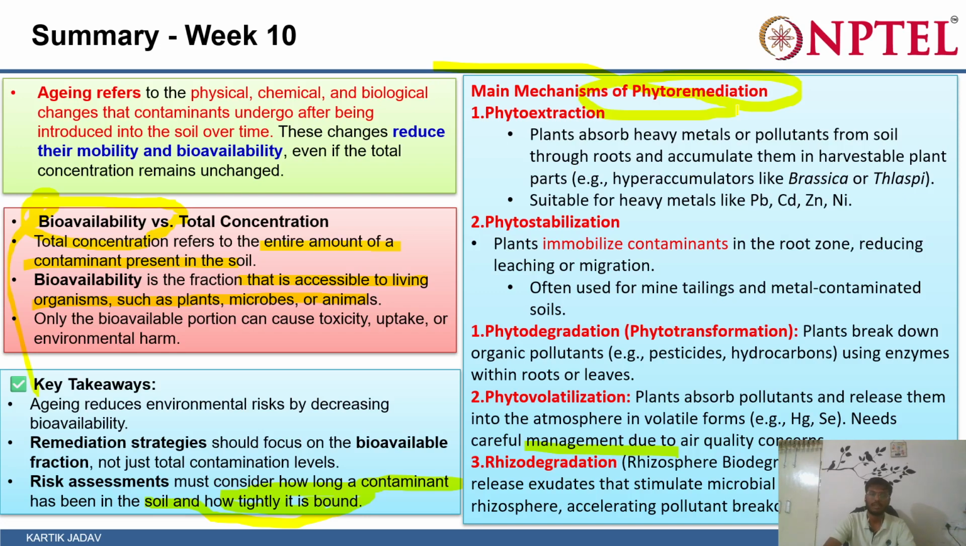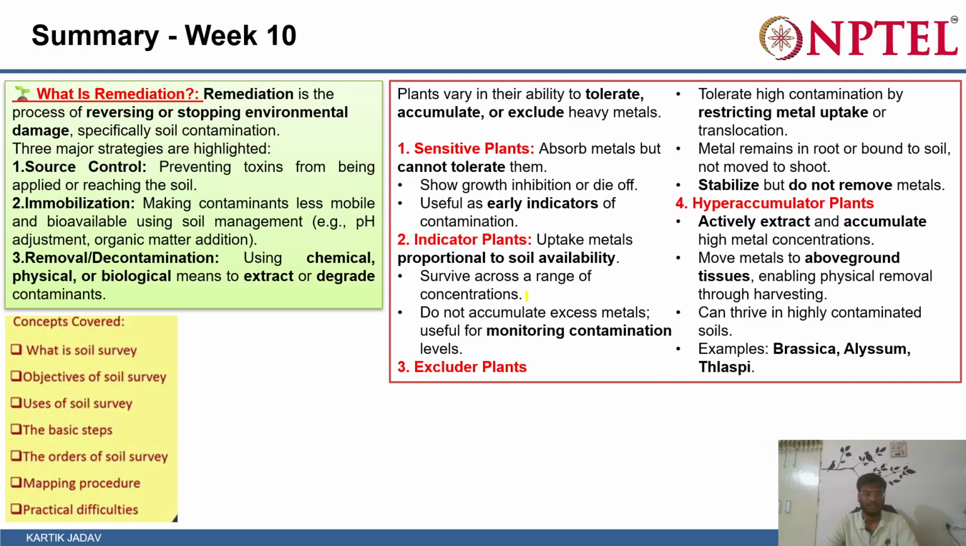Then we started talking about the main mechanisms of phytoremediation. We have considered a total of five phytoremediation mechanisms. The first one is phytoextraction, then phytostabilization, phytodegradation, phytovolatilization, and rhizodegradation.